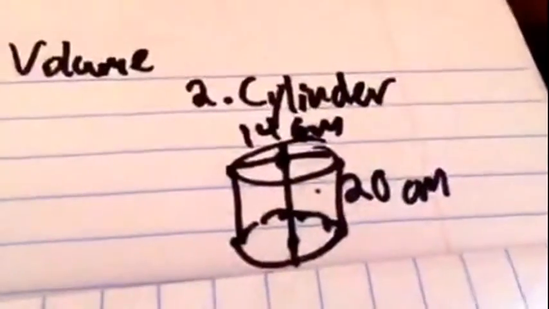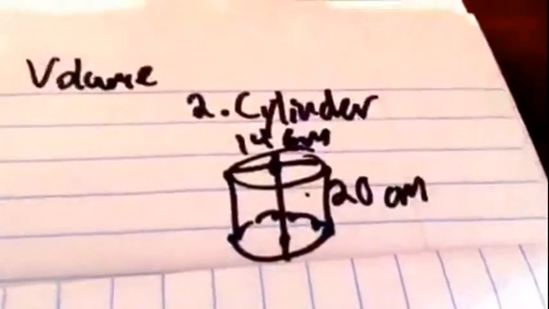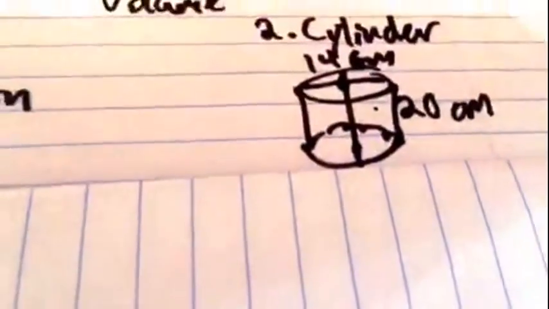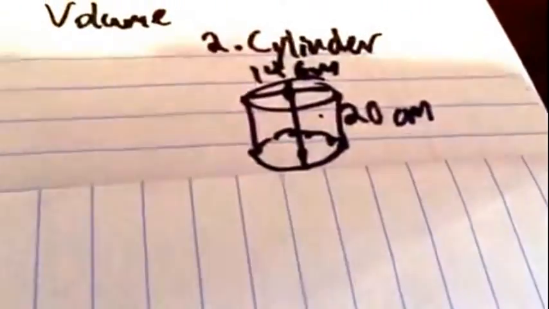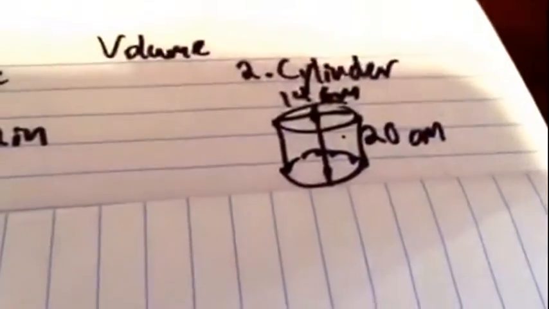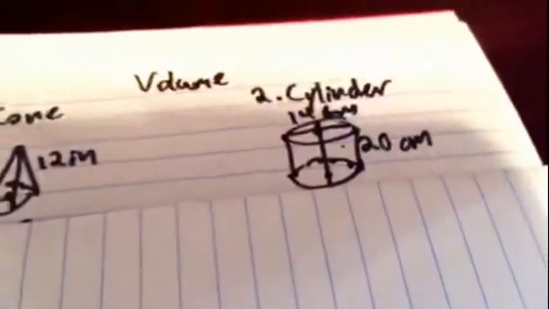Okay. Next, we're going to do the cylinder. Now, I'm tricking you up a little bit here. It's 14 centimeters of diameter and 20 centimeters height. Now, how do you get the radius, because it's showing you the diameter? Well, the diameter is 2 times the radius. That means the radius is 1/2 the amount of the diameter.